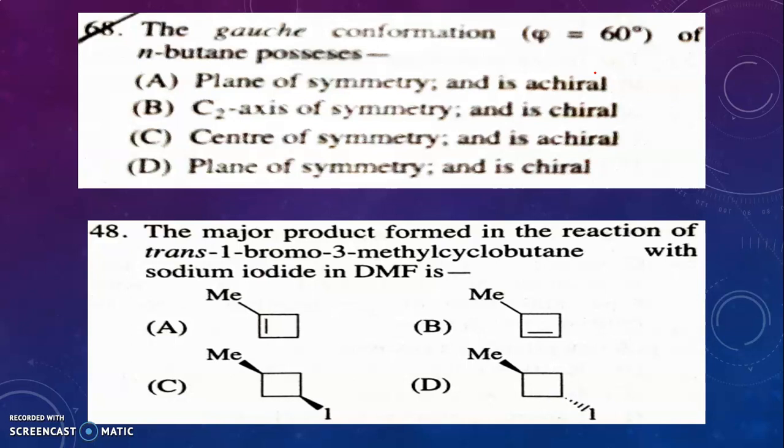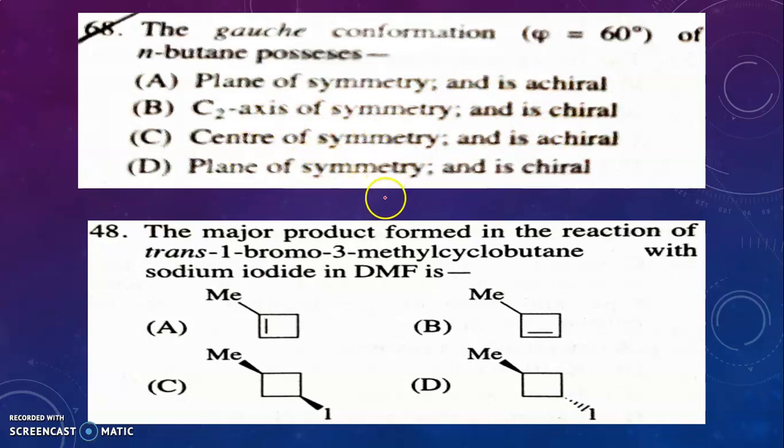Okay, viewers, we have discussed a few important aspects of conformation reactivity. Now I am going to discuss some questions which appeared in the previous year CSIR examinations. See, this is one question asked in the CSIR examination. I don't know which year it was asked, so I have just randomly taken some questions and I am going to discuss. The gauche conformation of n-butane possesses a plane of symmetry and is achiral, or C2 axis symmetry and chiral. So what's the answer for this?